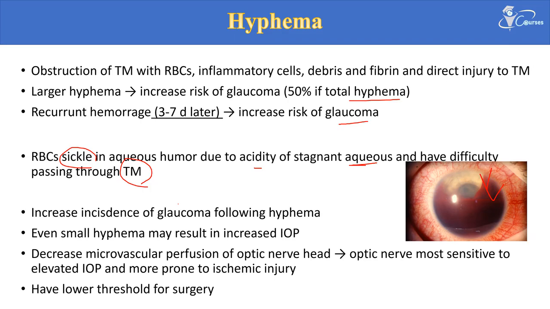So these are the mechanisms why those patients will have high intraocular pressure. It could be the sickling of the RBCs, it could be microvascular perfusion, or blocking of the optic nerve head blood vessels by the sickled RBCs, and those patients also will have a lower threshold for surgery. So this is why patients with sickle cell disease have a risk of glaucoma.